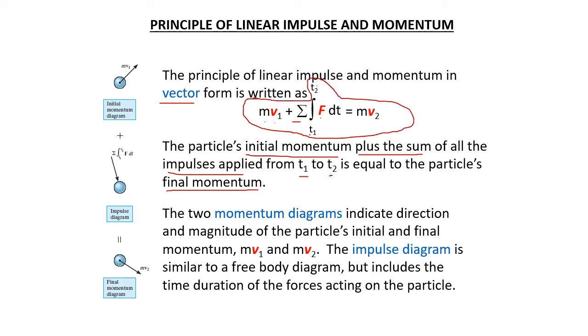So the two momentum diagrams indicate direction and magnitude of the particle's initial and final momentum, which is our mv1 and our mv2. Whereas now our impulse diagram is similar to a free body diagram, but also includes the time duration of the forces acting on the particle.